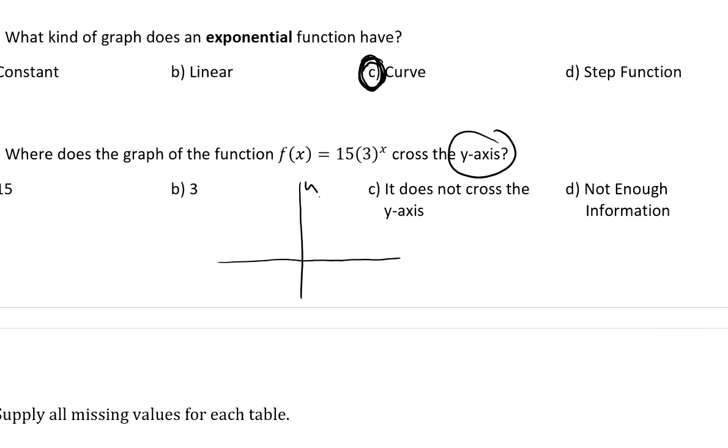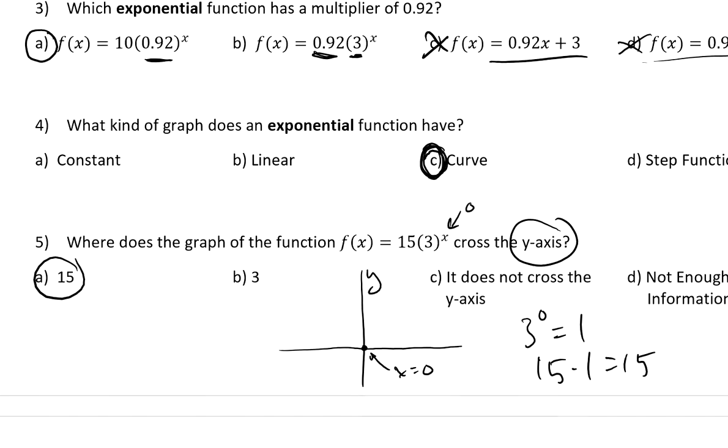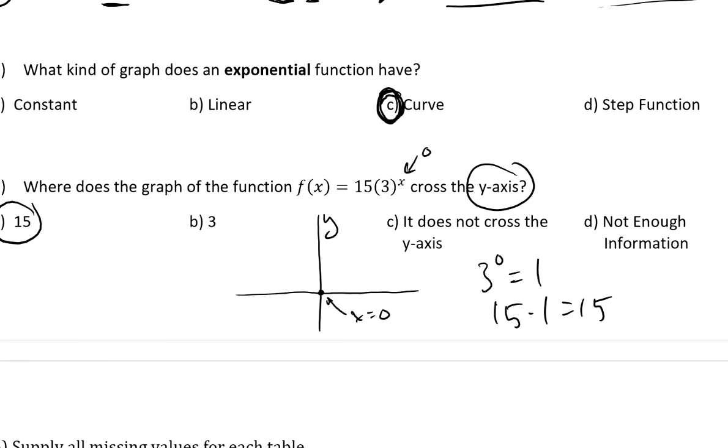When we are crossing this axis, the y-axis, x always equals 0, right? At this point, we know x is 0. So if I want to know when I'm crossing the y-axis, I could simply put the value 0 in for x. And 3 to the 0 power, of course, is 1. So I'm looking at 15 times 1, or 15. So this is crossing the axis at 15, which was choice A. So those are the 4 multiple choice questions that appeared on the test.